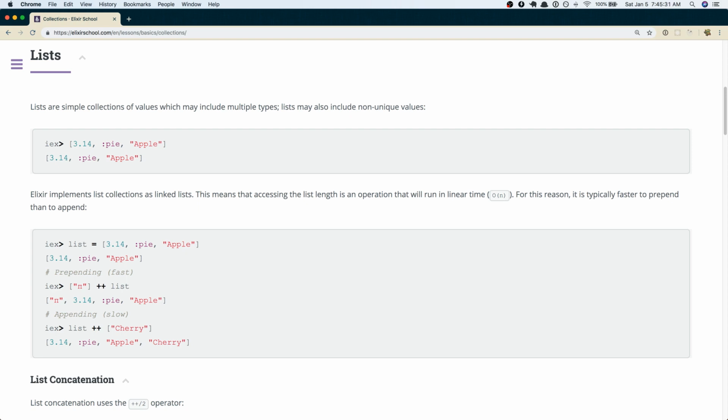Elixir implements list collections as linked lists. This means that accessing the list length is an operation that will run in linear time. For this reason, it is typically faster to prepend rather than append. Prepending, fast. Appending, slow.